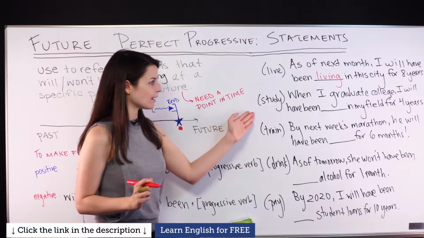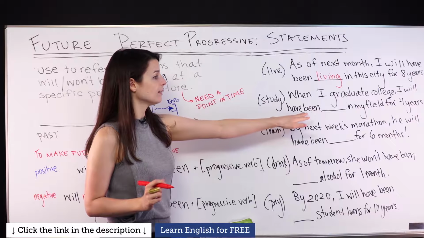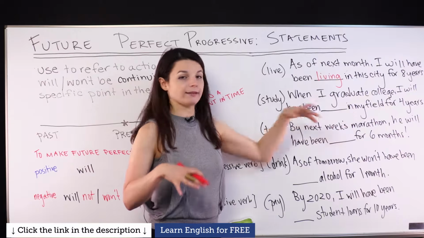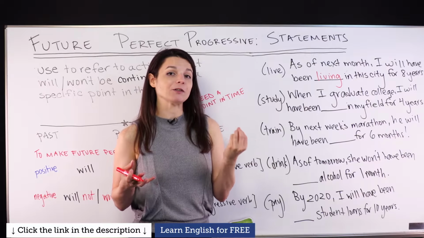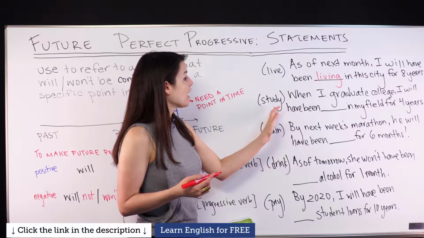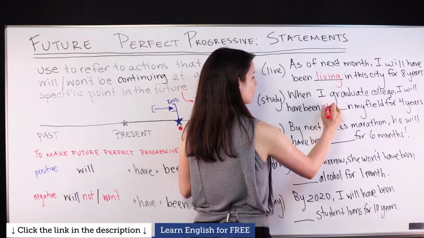Here our verb is study. When I graduate college, I will have been something in my field for 4 years. In my field means like about my topic. Field means your topic of study. So when I graduate college, I will have been studying in my field for 4 years.